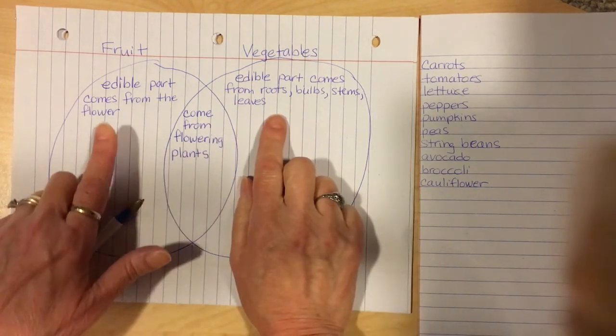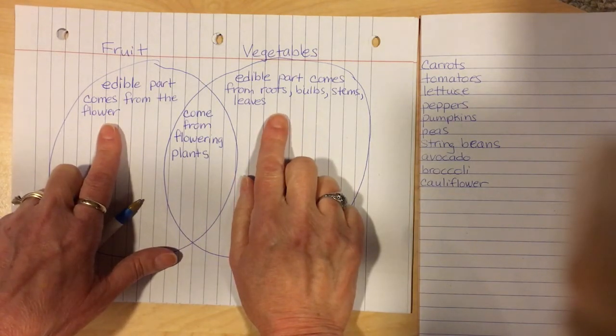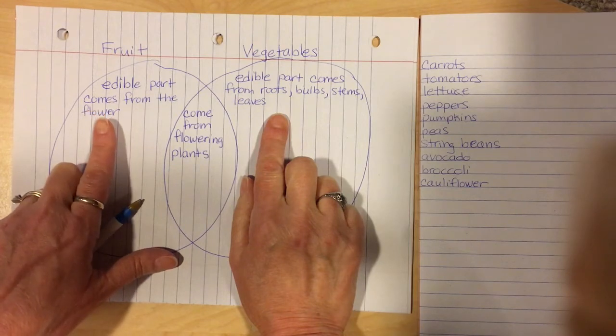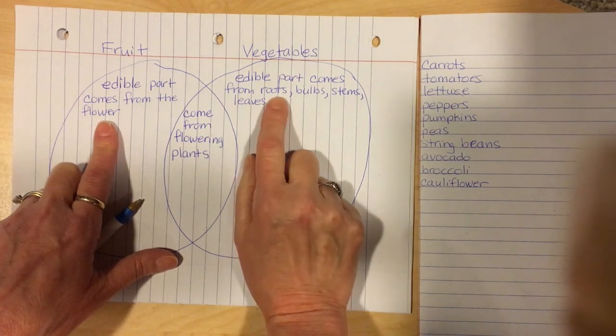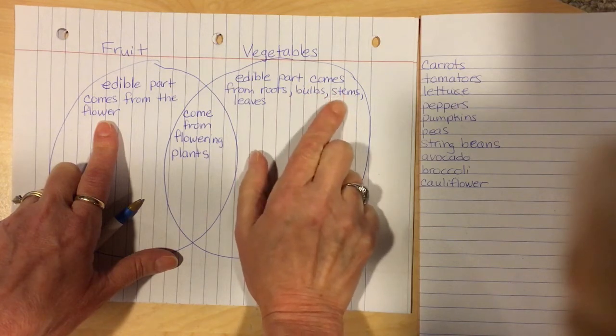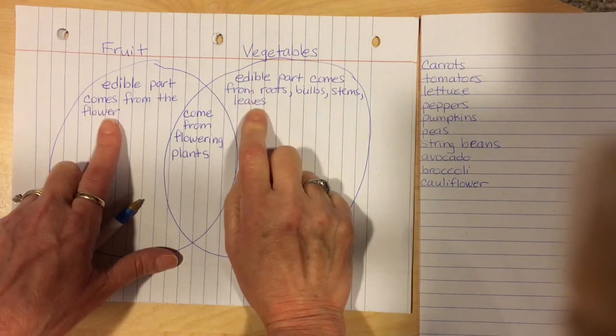Now these are big differences. Okay, when we think about edible part coming from the flower, that's giving us big hints about what is a fruit, an edible part coming from the root, the bulb, the stems, and the leaves, that also gives us big hints about what is really a fruit and what is really a vegetable.